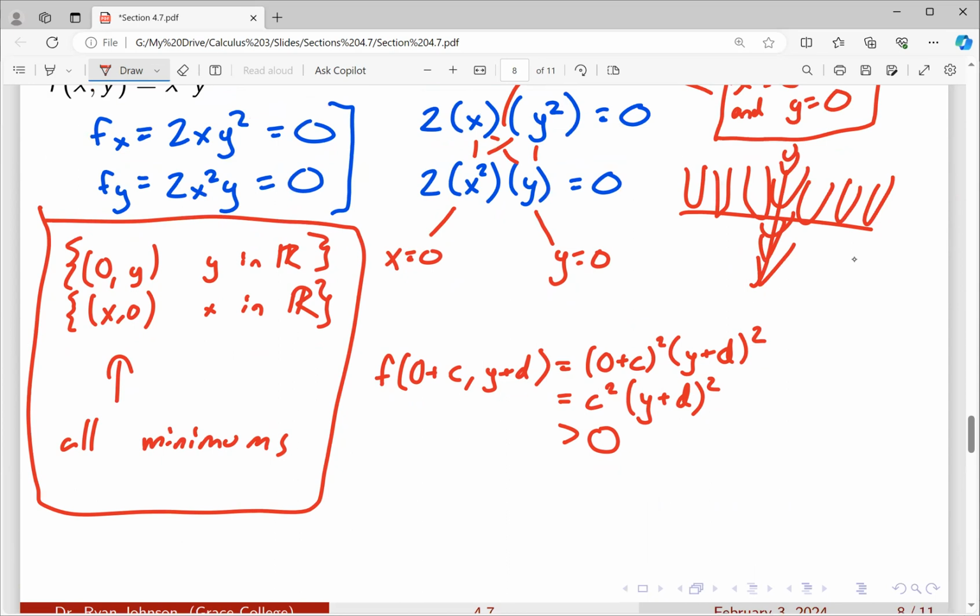Okay, so that's kind of a weird example, but there will be times when D fails you, when the second derivative test fails you. I want you to be ready for that.